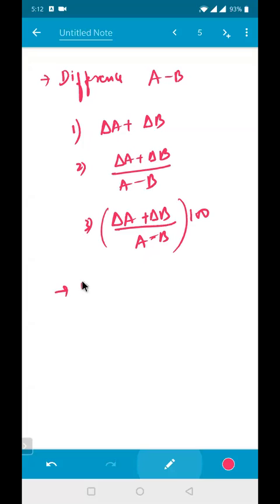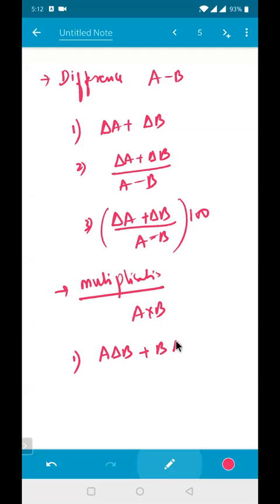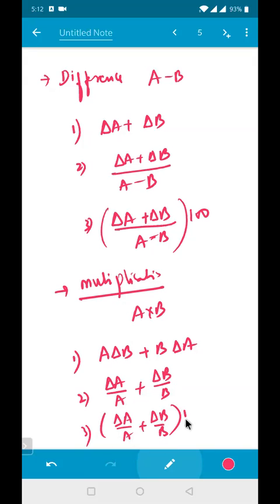Okay. The same way, if I'm talking about multiplication, the faster way. If I'm talking about multiplication, that is A cross B. In this one, absolute error is written as A into delta B plus B into delta A. I hope you remembered it very fast. Number two, if I'm talking about the relative error, how do you write the relative error? Delta A by A plus delta B by B. If I'm talking about the percentage error, so percentage error is delta A by A plus delta B by B into 100.